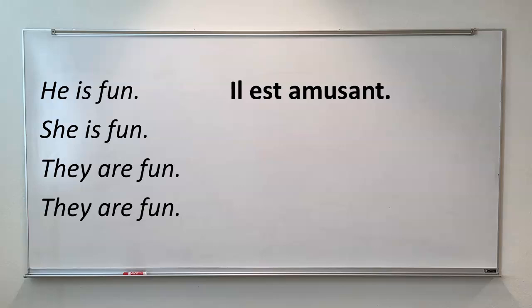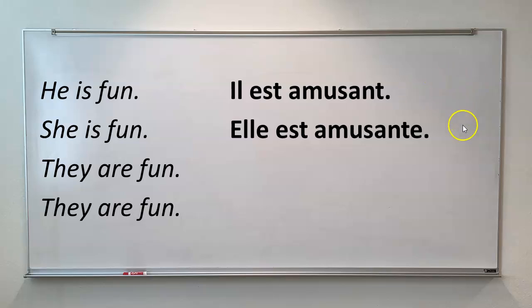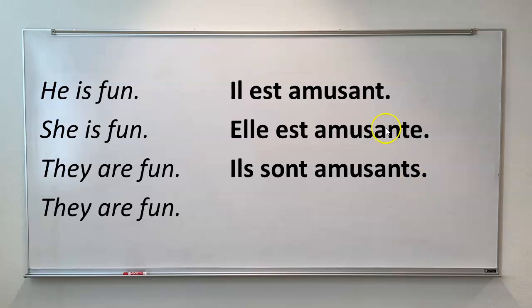She is fun. I have to add an E to this form, so elle est amusante. Il est amusant. Elle est amusante. They are fun. Ils sont amusants. Notice I added an S to the masculine singular form. Again, liaison. Ils sont amusants. They are fun.